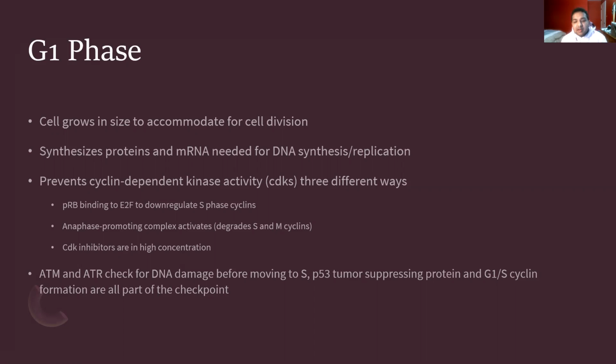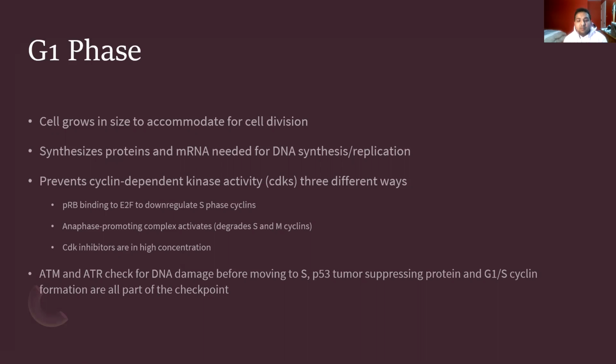First, pRB binding to E2F to downregulate S-phase cyclins. Essentially what is happening here is pRB is a protein binding to another protein called E2F, and we're going to downregulate S-phase cyclins.